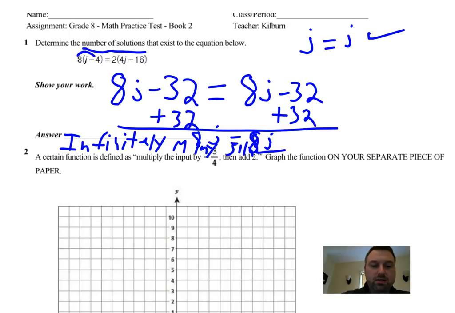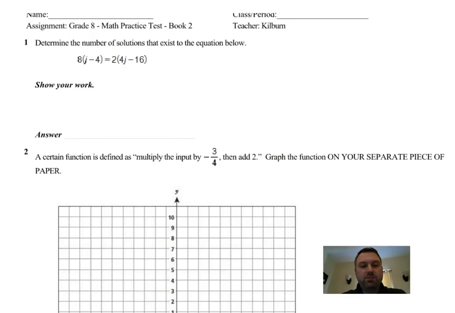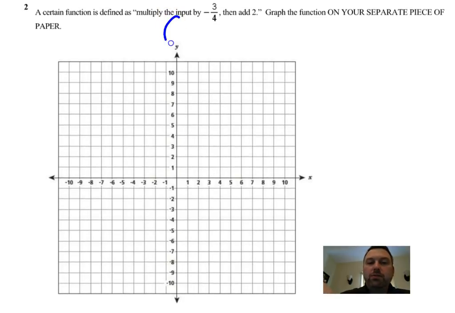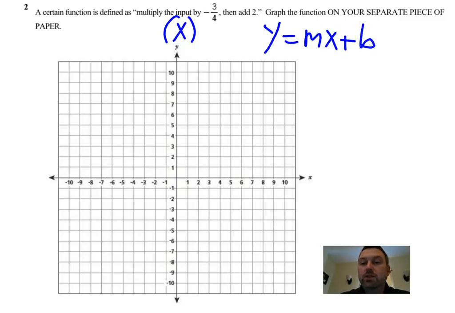Next, this is one you had to graph on the paper, and a lot of you did a pretty good job with this. I gave you a reminder, which you won't get on the day of the state test: input is the x, output is the y. It says multiply the input, or multiply x, by negative 3/4, then add 2. We graph so many equations. You know your equation is going to look like y equals mx plus b. In this case, negative 3/4 is the slope, and then add 2, so that's your y-intercept.